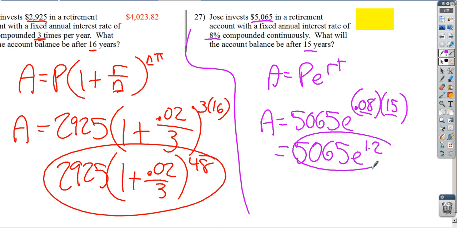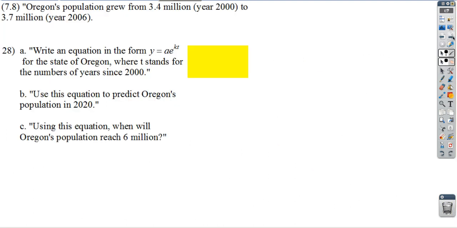We plug that into a calculator and we wind up with $16,816.39. That's pretty good. 15 years and you've more than tripled the money. That's how continuously compound interest works. Last problem, this is the logistical growth and decay problem. This is going to be growth, so that's why this is a positive KT instead of a negative KT.